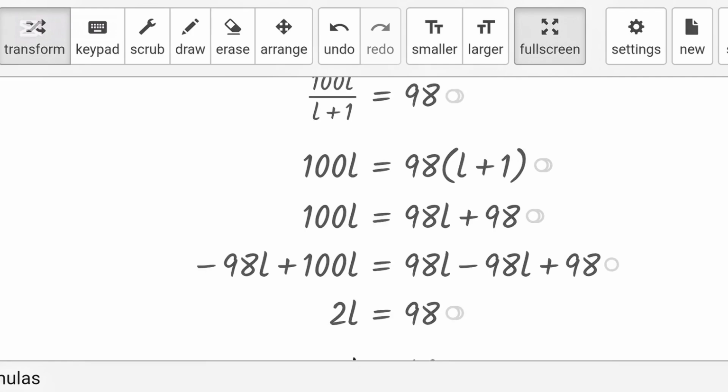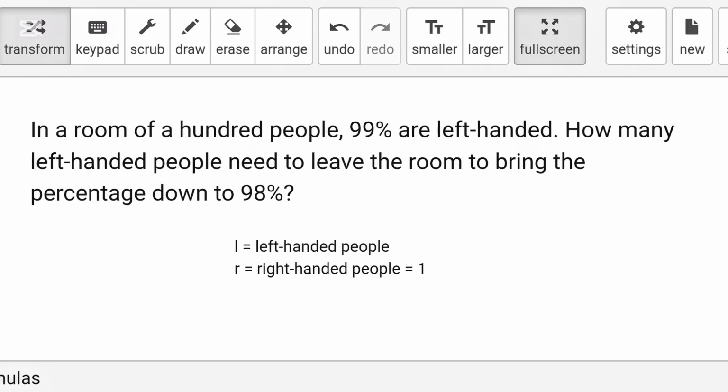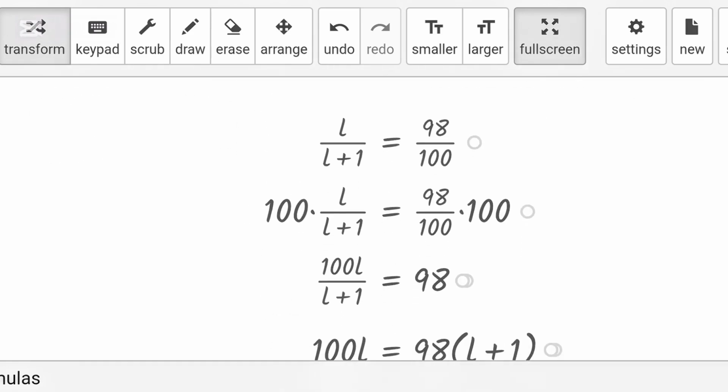Basically, this is very basic math, very simple. It's just about listening to what the presenter was saying. If you said 1, you're wrong. If you said 2, you're also wrong. Okay, this is the correct answer: 50 left-handed persons have to leave.